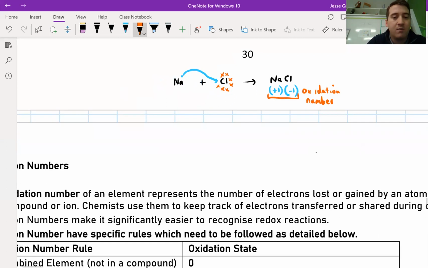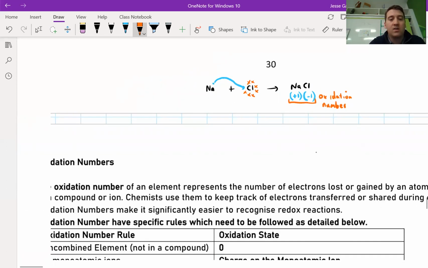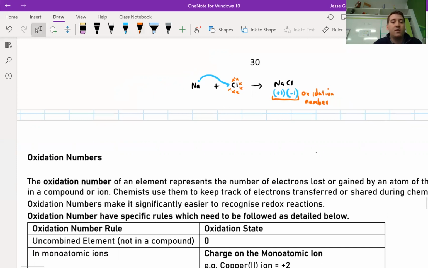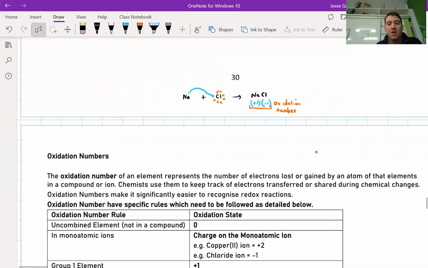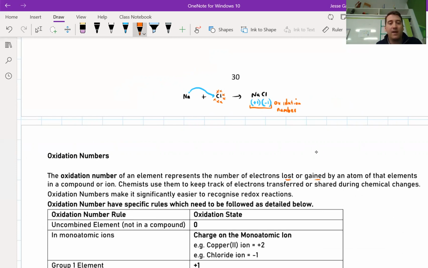Let's go into a little bit more detail on that, and then we're going to discuss how we can figure out the oxidation numbers of different things. The first thing to note is that the oxidation number of an element represents the number of electrons lost or gained by an atom of that element in a compound or an ion. So here we see the compound being formed, and these numbers represent the number of electrons lost or gained. Sodium has an oxidation number of +1, and that's like having a +1 charge on an ion. It means it's lost an electron.